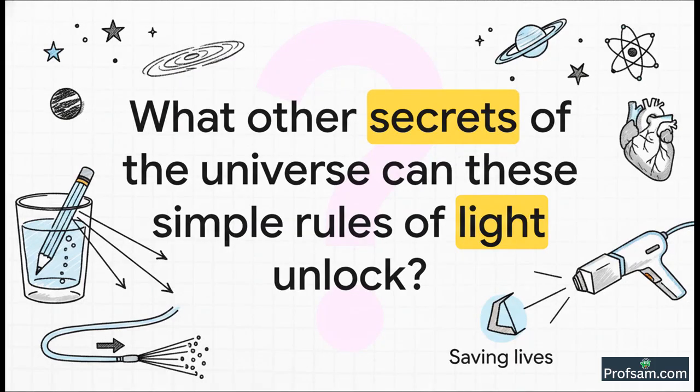So today we've seen that by following just a few simple rules, light can do amazing things. It can create illusions like the bent pencil, it can power our internet, and it can even help doctors save lives. It really makes you wonder, doesn't it? What other secrets of the universe, from the biggest stars in the sky to the tiniest atoms, can these simple rules of light help us unlock? Think about that. We'll explore more in our next session.